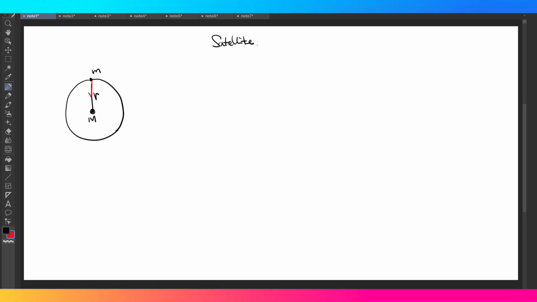The only force acting on the satellite is the gravitational force Fg, so Fg, the magnitude here, is G M m over r squared equals m a_r, right, according to Newton's second law. And a_r is v squared over r. Okay, so these are the two equations we can write down for circular motion.